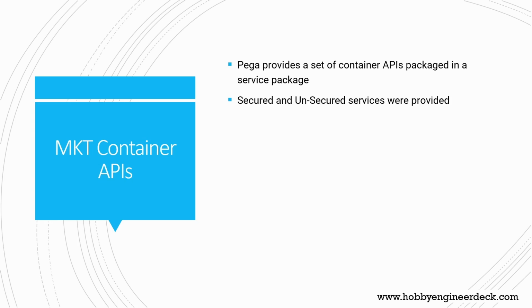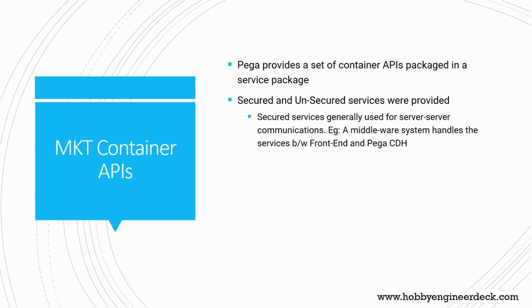There are two kinds of services, secured and unsecured services. Secured services are generally used for server-to-server communication. For example, let us say there is a middleware system between the front-end website and the Pega CDH server. At that time, the middleware system and Pega CDH have to communicate, so we can go for the secured service.